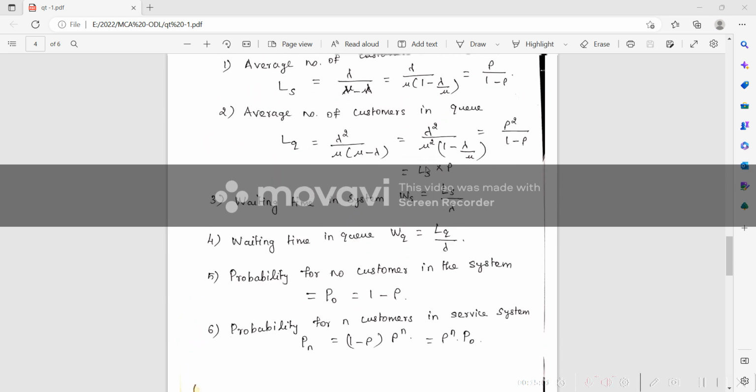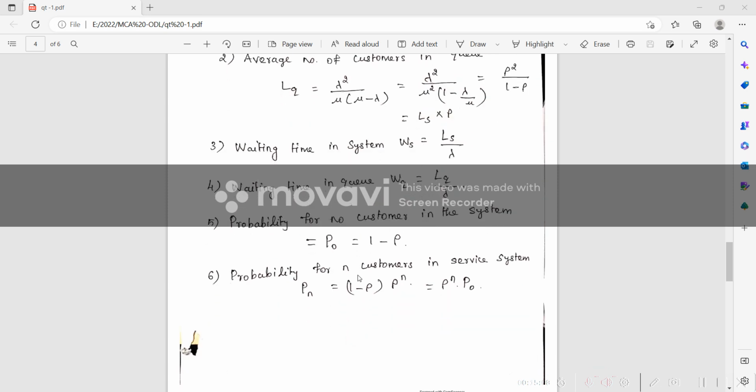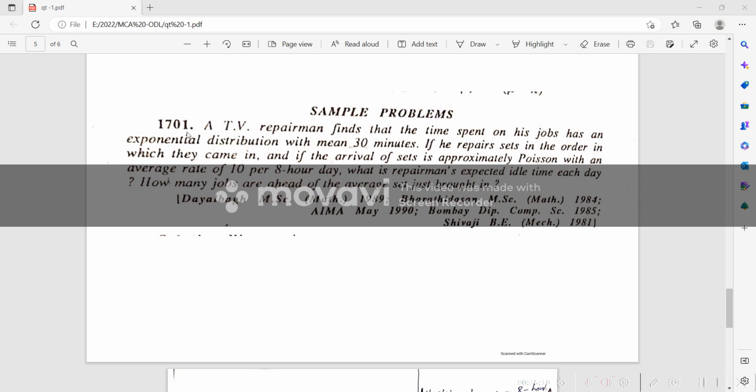So these are all the main terminologies or main formulae we are going to use in this method. Using this we are going to solve this problem. Our problem is: a TV repairman finds that the time spent on his jobs has an exponential distribution with mean 30 minutes. So there is one repairman. He is going to spend 30 minutes to repair one TV set, so within 30 minutes he can repair only one set. That is the data given here.